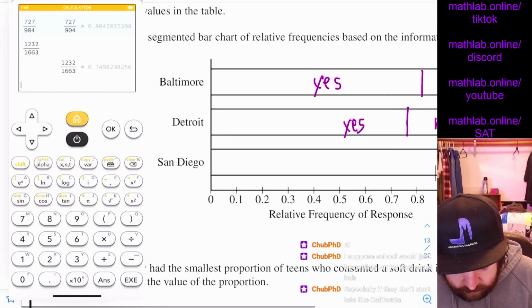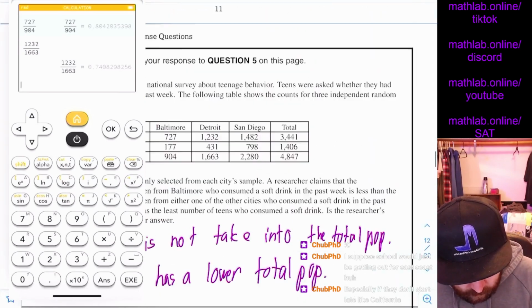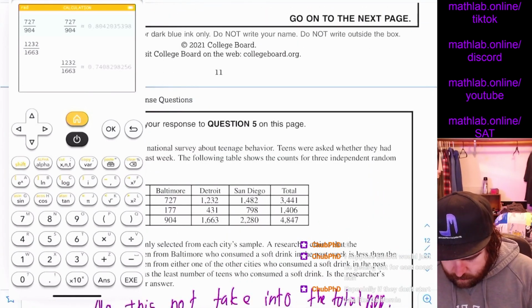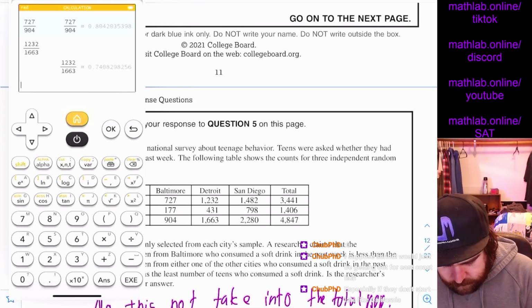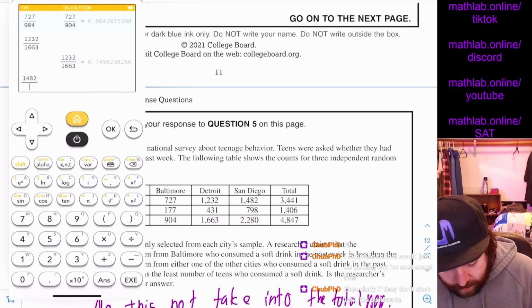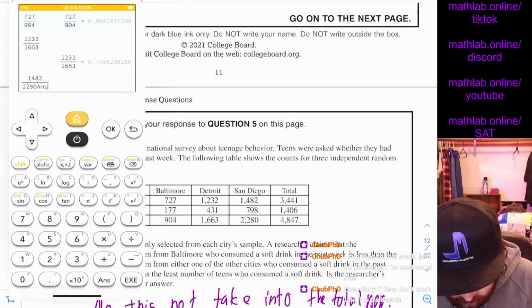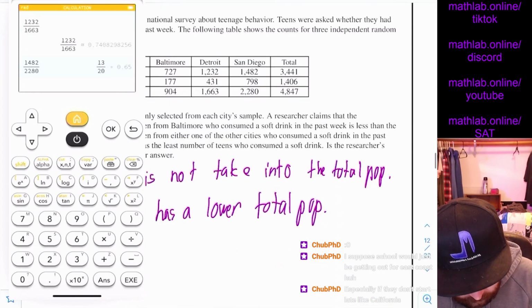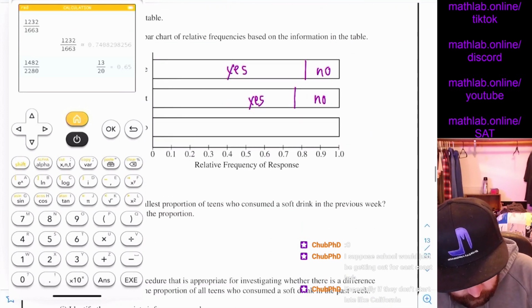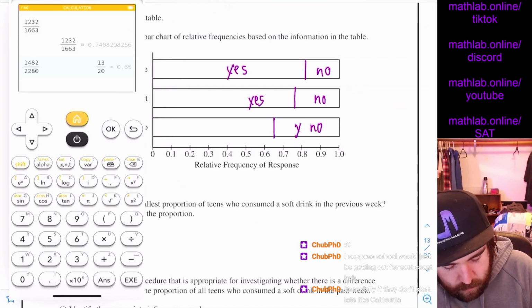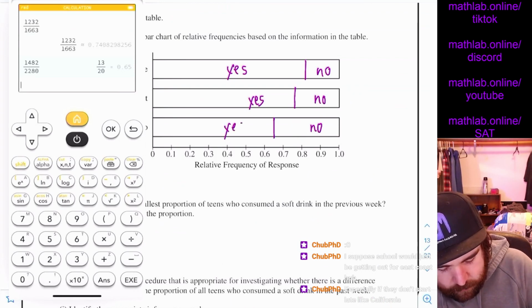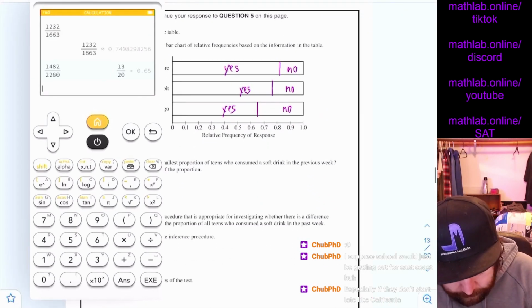And then San Diego is 1482 out of 2280. So exactly 0.65 of no and yes. All right, that's really kind of it.